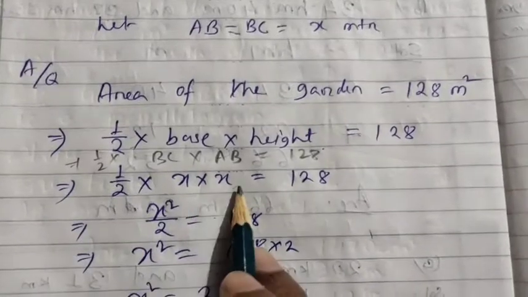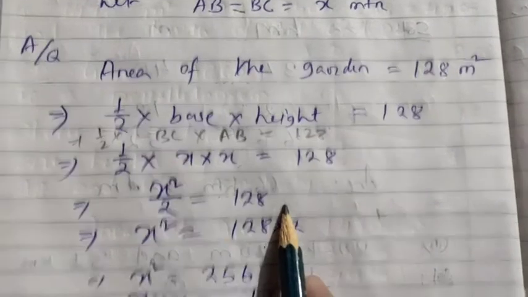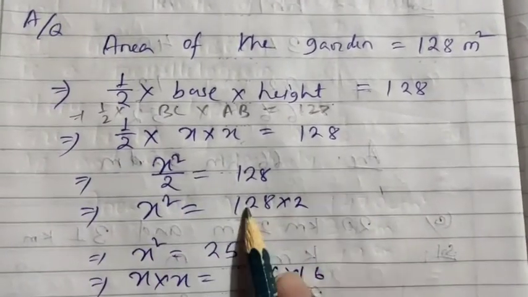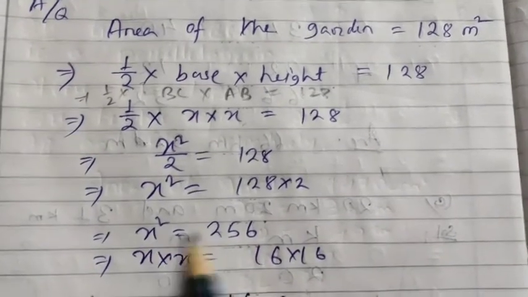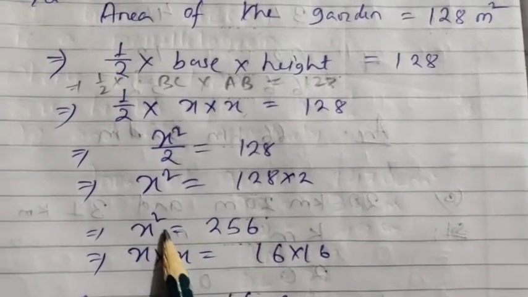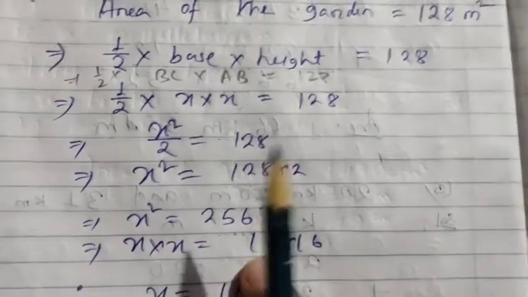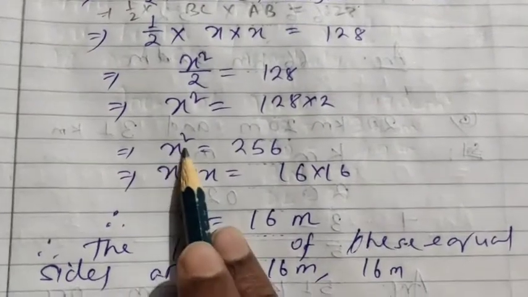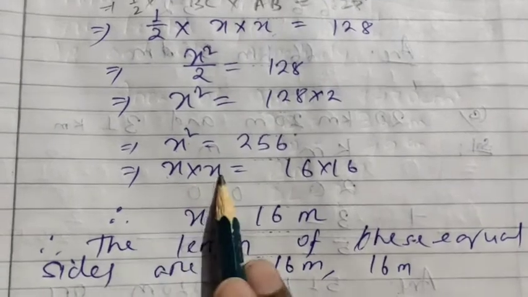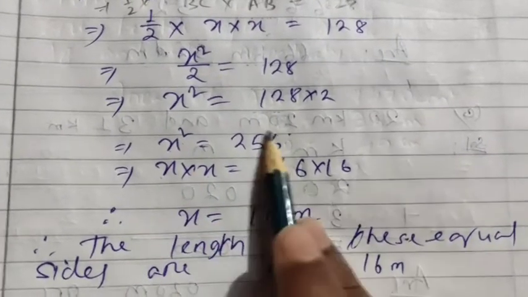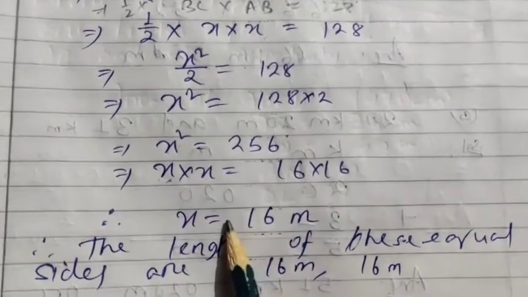So half into x into x becomes x square, and 2 is on the denominator, so x square by 2 is equal to 128. So x square, 2 goes to that side, 128 into 2, so x square equal to 256. Okay, so I am repeating this because finding the square root you will learn in class 8. In class 7 this type of question you solve like this. So x square means x into x, that means multiplication of two equal numbers becomes square. Again 256 is 16 into 16, that means you can consider x is 16.